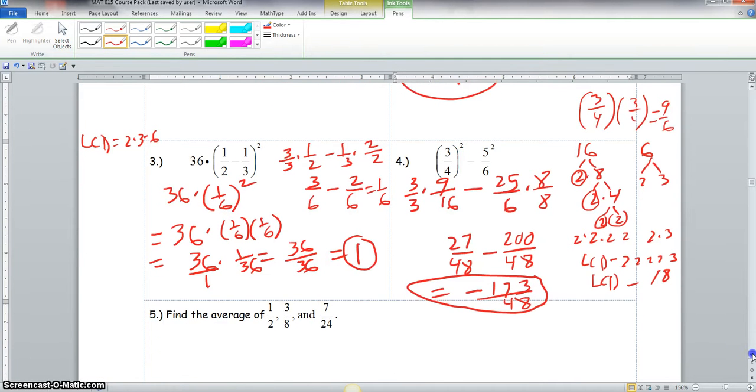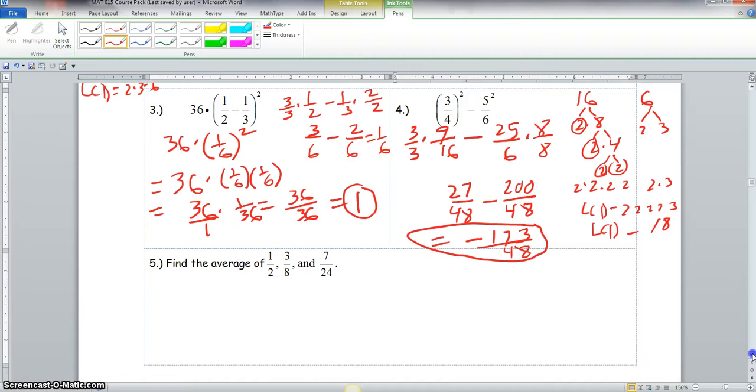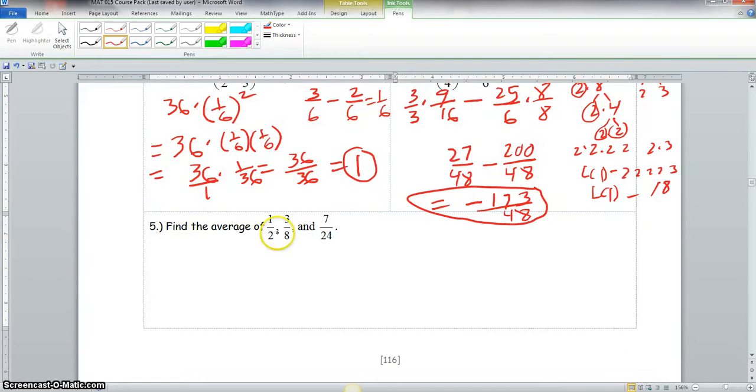Now we scroll down here to number 5. You have find the average of 1/2, 3/8, and 7/24. So before we add these, let's first find the common denominator. We have 2, 8, and also 24. We already know the prime factorization of 2 and 8. We already did 8. It was 3 2's. And we've done 24 before. It was 3 2's and a 3. So our LCD will contain 3 2's and a 3. So our common denominator here is 24.